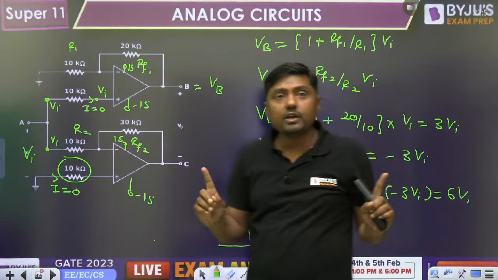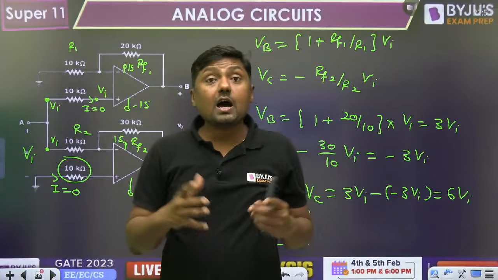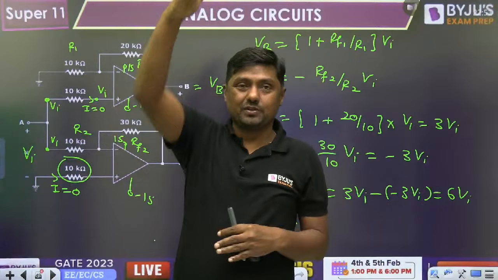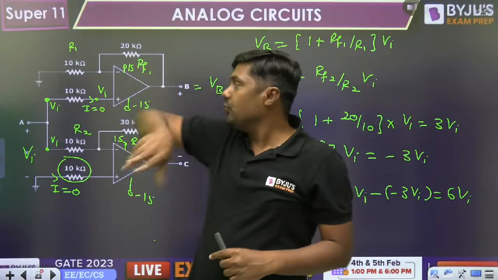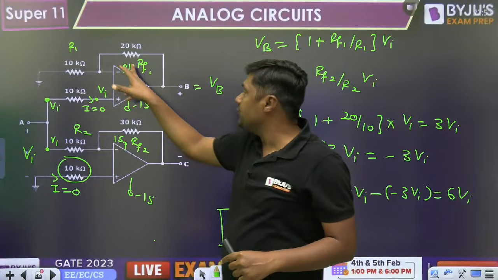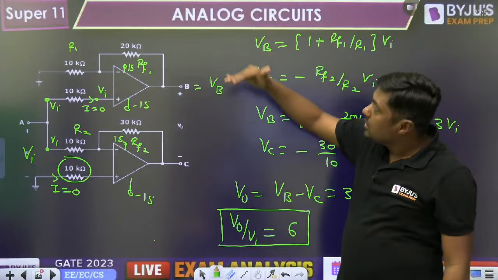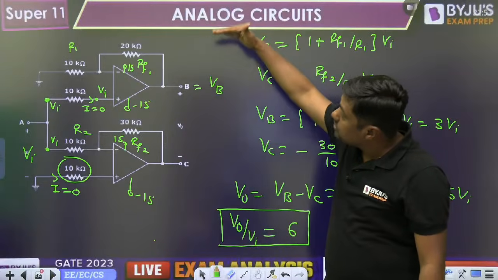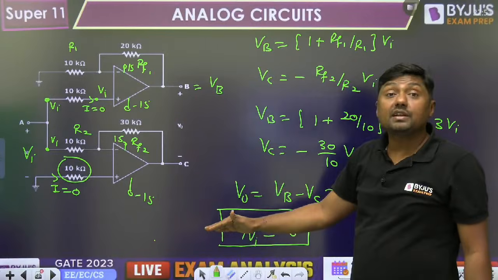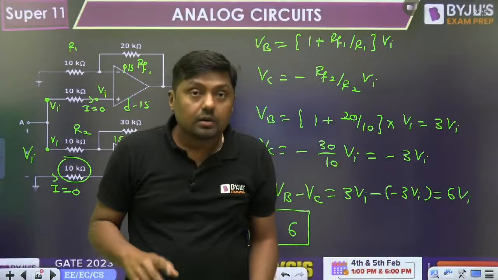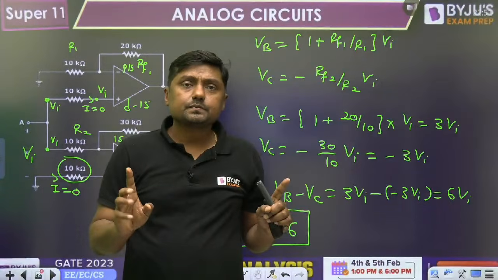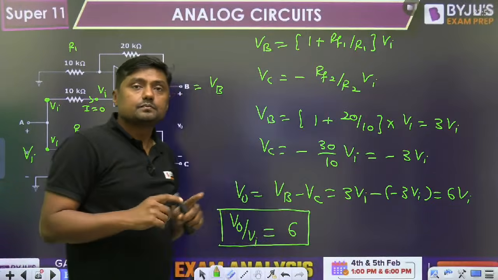Are you getting my point, everyone? So they will ask, what is the range of the output? Maximum range of the output. In one operational amplifier, we are saying from 15 to minus 15. What is the range of the output? From 30 to what? Minus 30. 30 to minus 30, double. This point is clear?